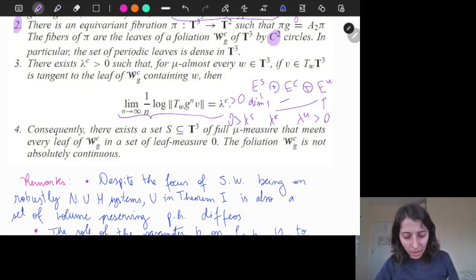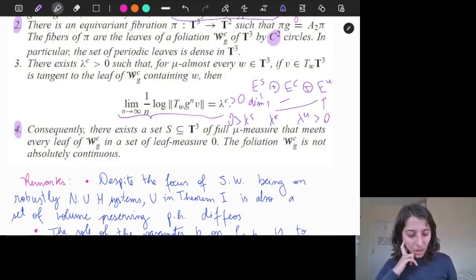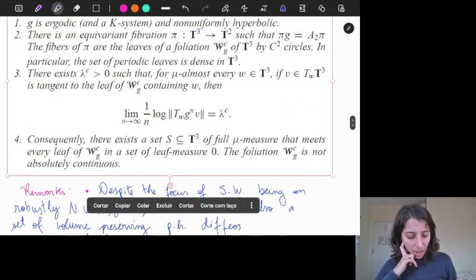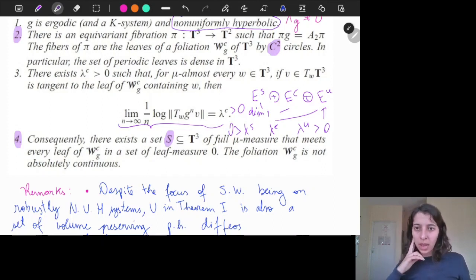here item 4 is the item in which we see the pathological part, that is the following. There is a set S of full volume that intersects each center leaf on a set of volume 0.